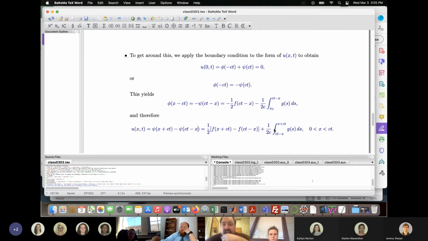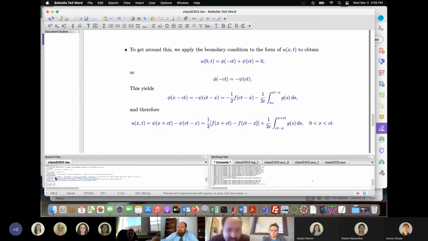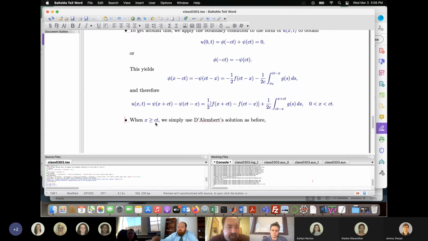Notice it bears a very close resemblance to the original solution. It's just that, first of all, this limit was x minus ct, but now it's ct minus x. Same change over here. And then this was a plus, but now it's a minus. Meanwhile, if x is greater than or equal to ct, I can just use the same old formula.